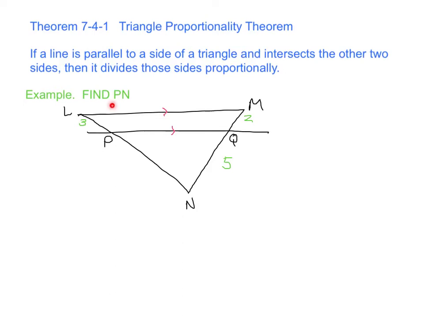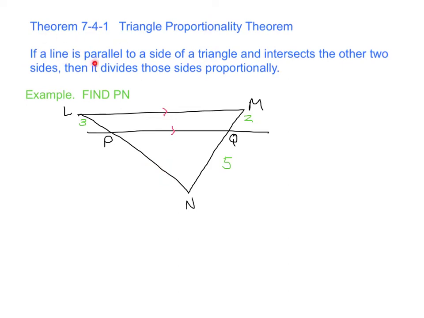So we can jump straight into an example here. What we're going to do is find the length of PN, find the distance of PN. We see PN is right here. Now we have these triangles. We have the big LMN, and we have the little PQN. Now it'd be difficult to find out what PN is, except we have this theorem here.